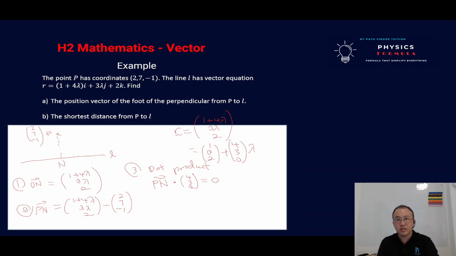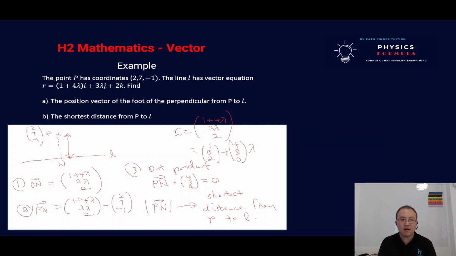Then for part B, the shortest distance from P to L, you can use the formula that we saw just now, but over here, I'm going to show you an alternative method. Since we already found N, if you want to find the shortest distance from P to L, the reason why the question has given you A first is that they wanted you to continue from here. Once you find your ON, you will know your PN as well. So I can take the modulus of PN. Once you find that, that will be the shortest distance from P to L. Actually, PN is the shortest distance from P to L already.